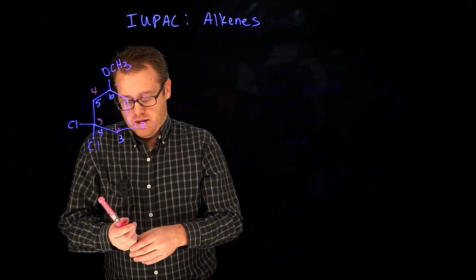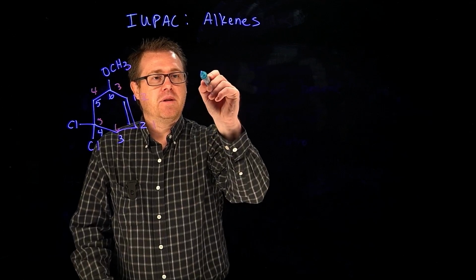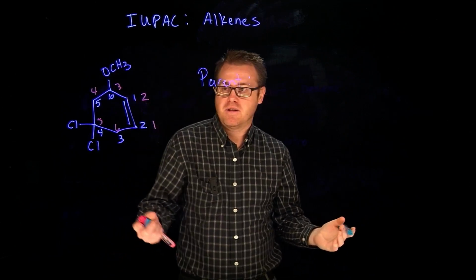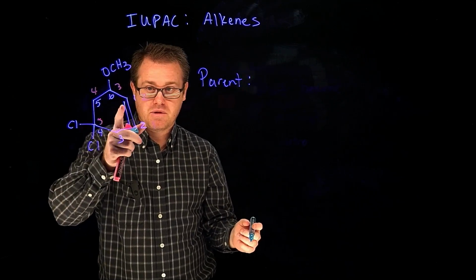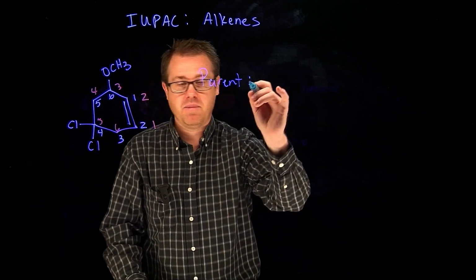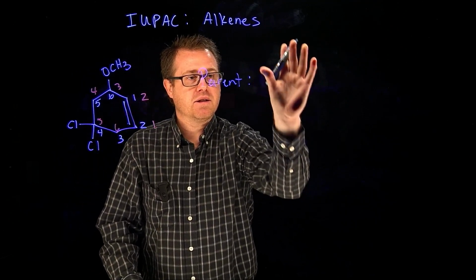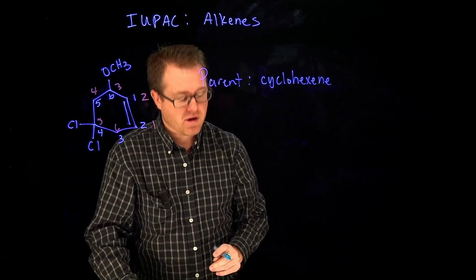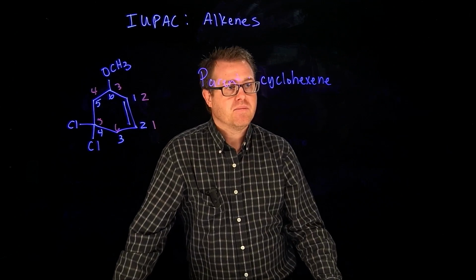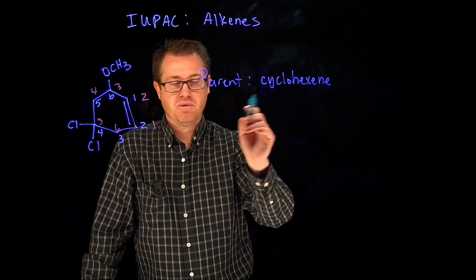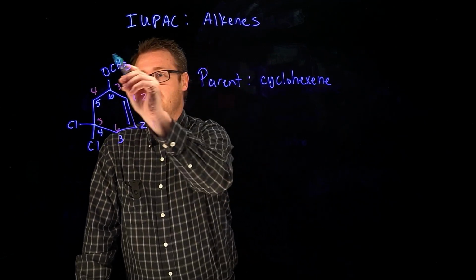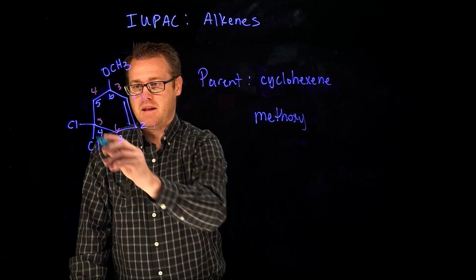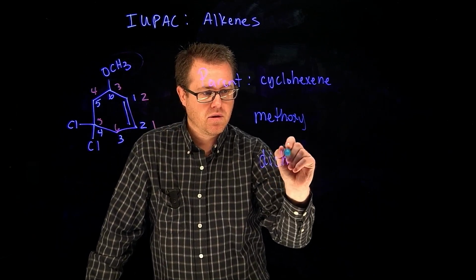So I kind of jumped ahead there. I didn't put our parent right here. Our first step is to find the longest chain. If there's a double bond within the ring, then that's going to be the size of the ring, right? So that's going to be a cyclohexene. So that's our parent name. And then what are the substituents coming off of that parent chain? That right there is a methoxy. And then we have our dichloros.